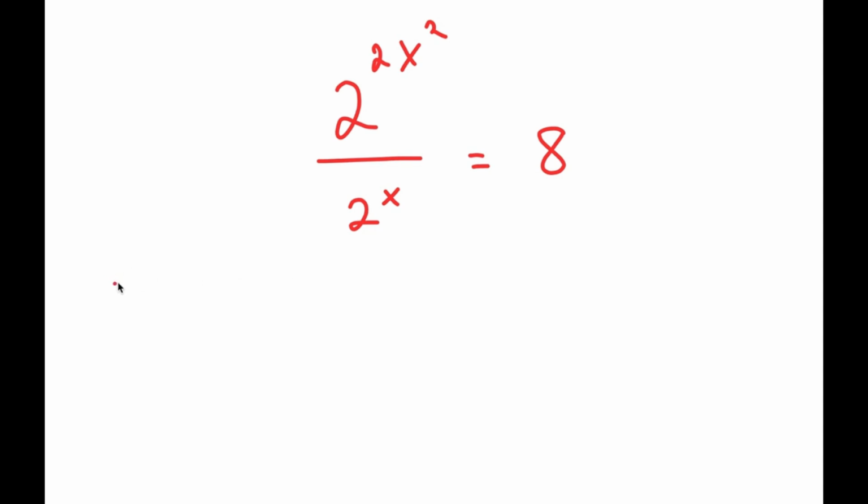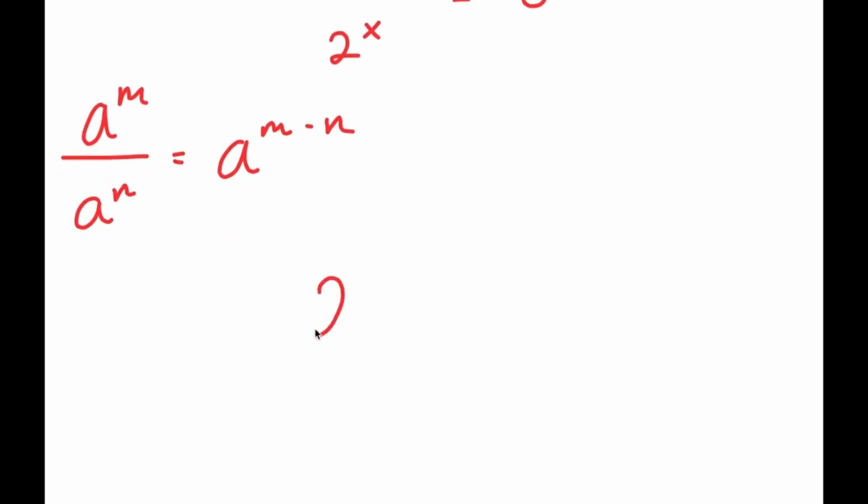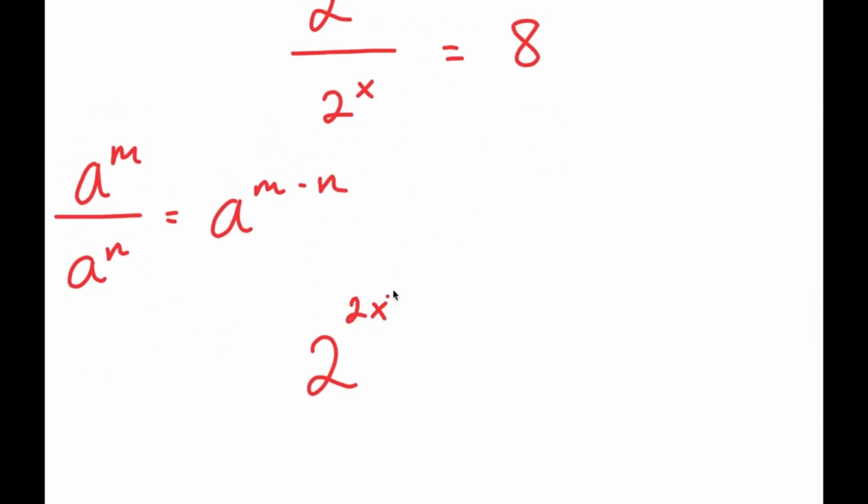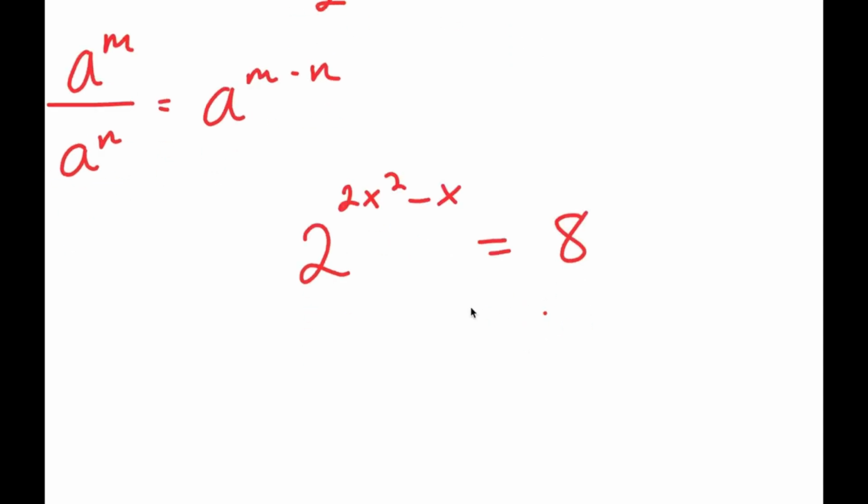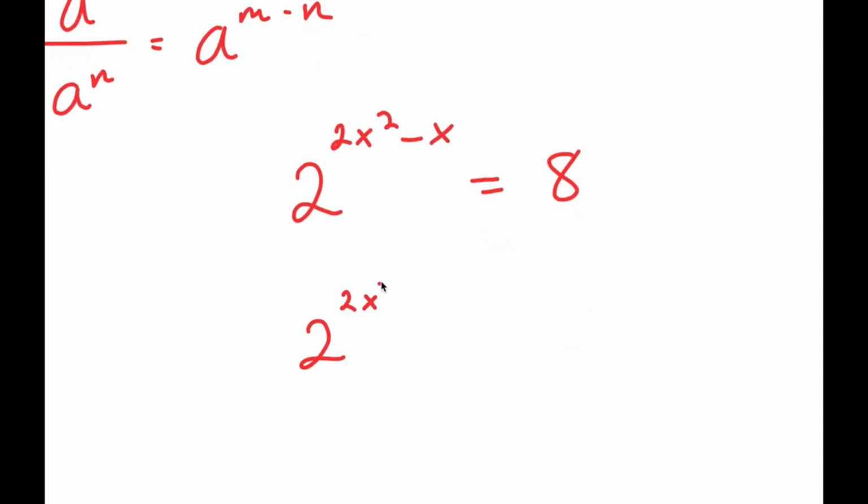Now, if I have something in the form a to the power of m over a to the power of n, this is equal to a to the power of m minus n. So 2 to the power of 2x squared over 2 to the power of x is going to equal 2 to the power of 2x squared minus x, and this is equal to 8. Now 8, I'm going to rewrite this as 2 to the power of 3.